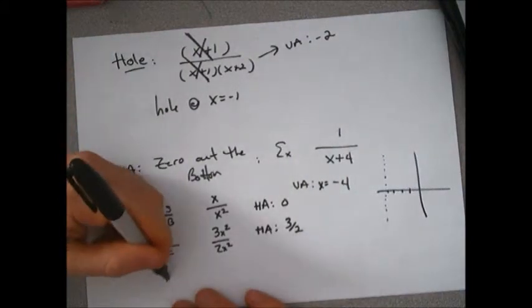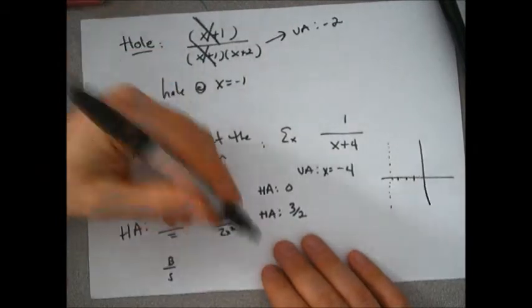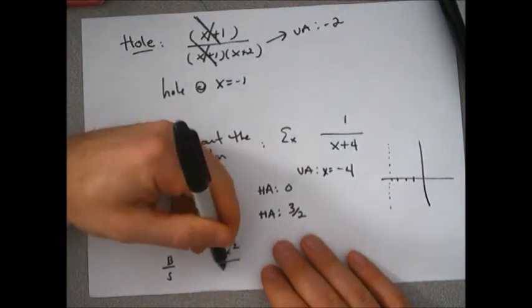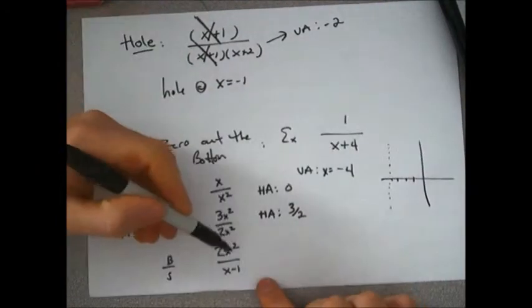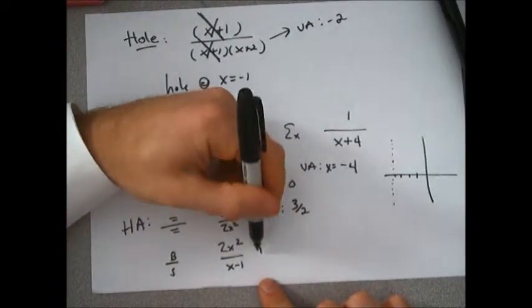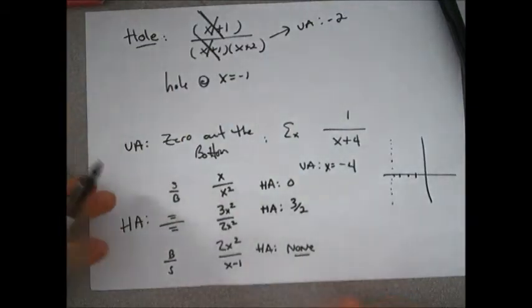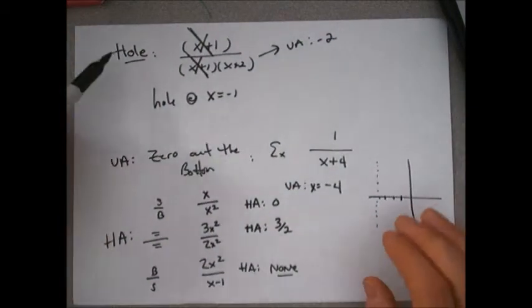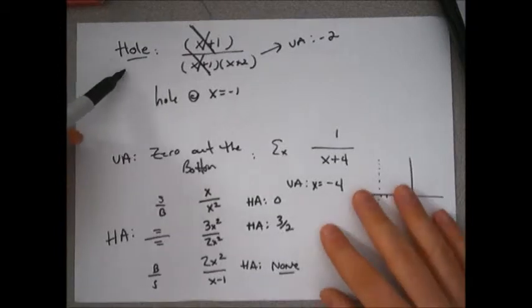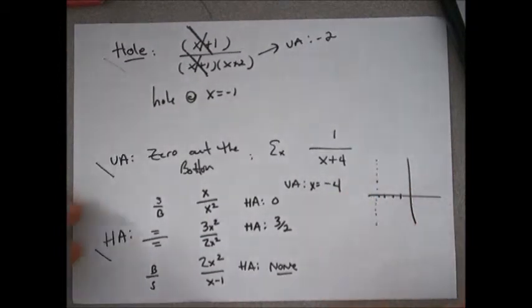And we could also have big over small, example, 2x squared over x minus 1. This one's the 2. This one is actually a degree of 1. And then this would give us a horizontal asymptote of none. We would not have one. So this is all the different scenarios you can come up with, how to find holes, how to find vertical asymptotes, and how to find horizontal asymptotes.